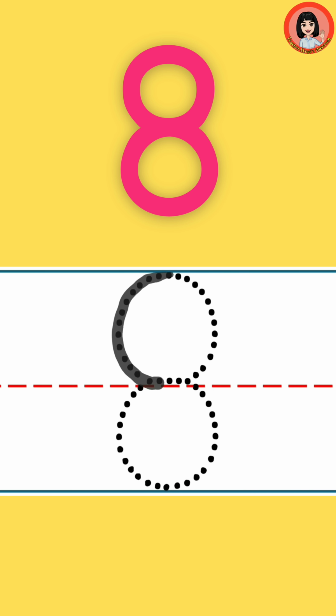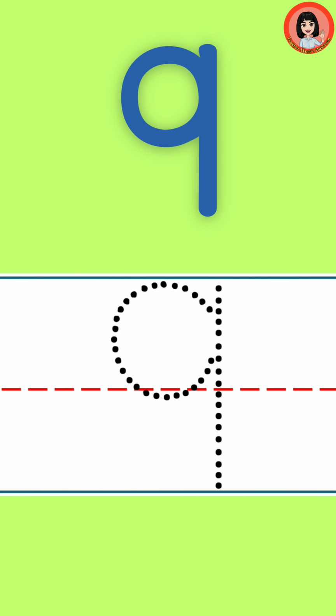Make an S and then don't wait, go back up to make an eight. Make a circle and then a line, that's the way you make a nine.